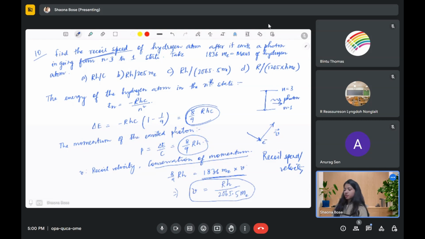So from this problem itself, you can understand that the recoil speed of the hydrogen atom is some reaction which has happened because of it emitting the photon. Just some reaction movement.